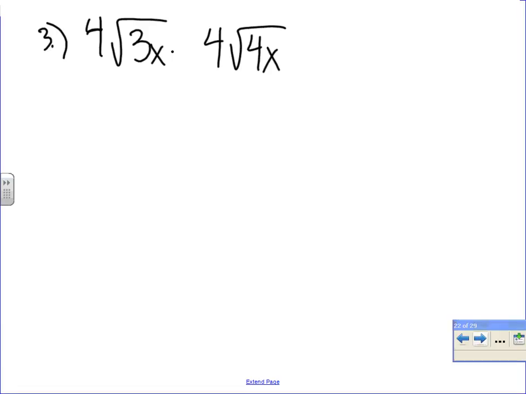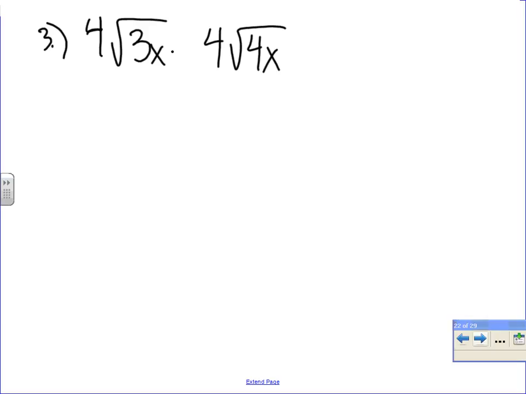Okay, number 3 is different. Does anyone remember how to do 4 square root of 3x times 4 square root of 4x? We've done these before, but it's just been a while. Does anyone remember what the first thing is that we need to do? Will? Nope. Because 4 is already a perfect square, so you wouldn't do that anyways. But that's not the first thing we do.